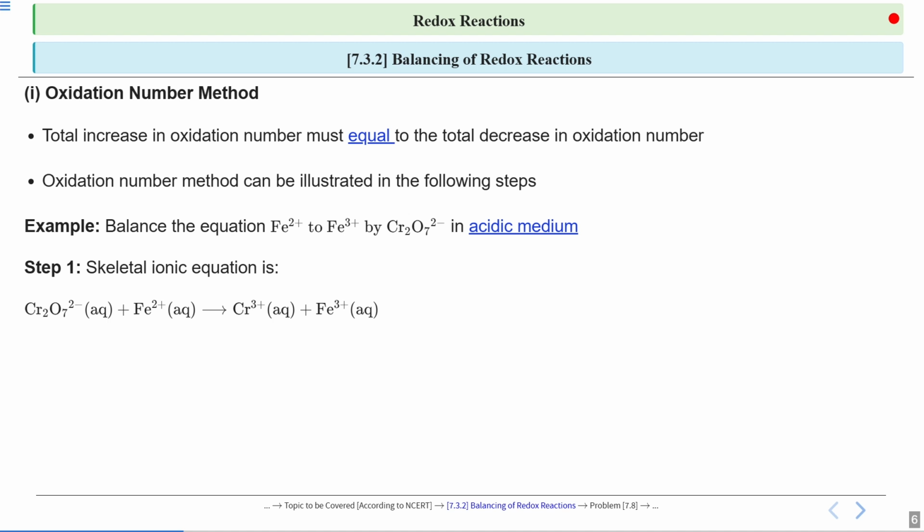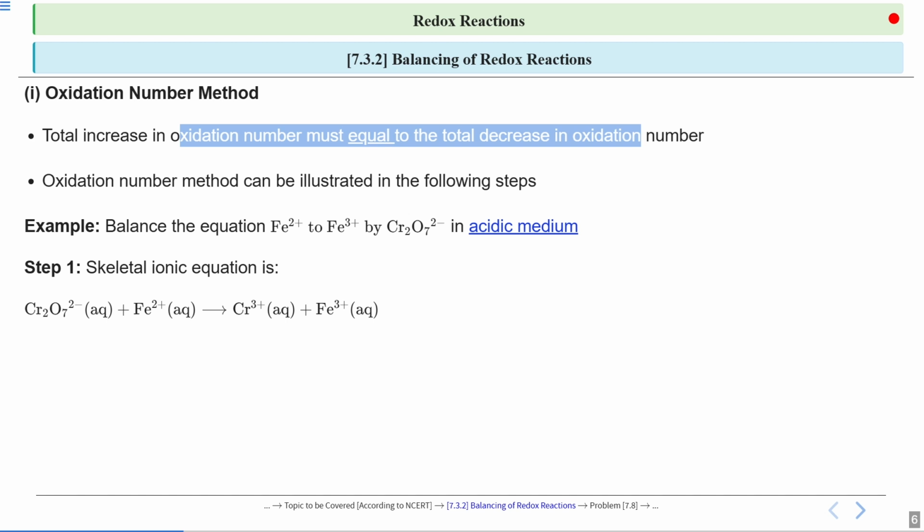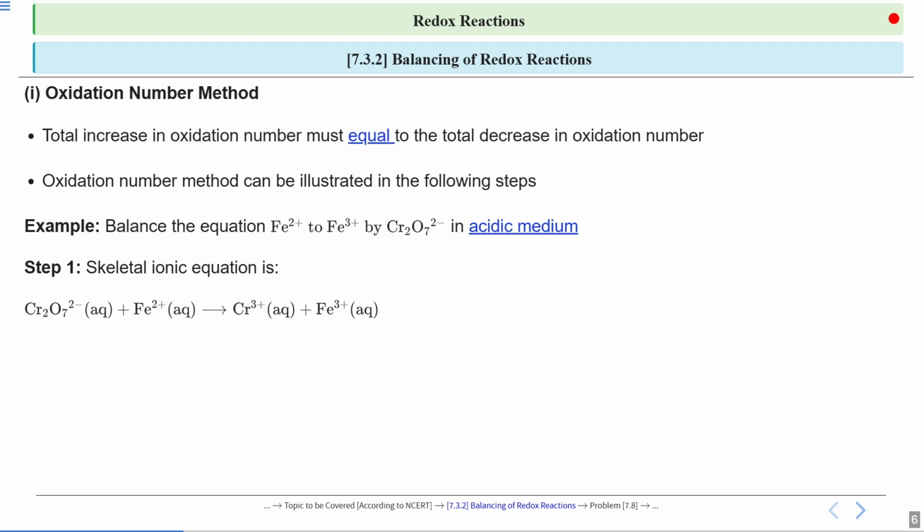Cr2O7 2- in aqueous medium plus Fe2+ in aqueous medium react together to form Cr3+ and Fe3+ in aqueous medium. Now here the ionic equation is written, in which we can clearly see the number of ions are not equal. Our task is to balance this ionic equation with the help of the oxidation number method, which depends on the total increase in oxidation number being equal to the total decrease in oxidation number.